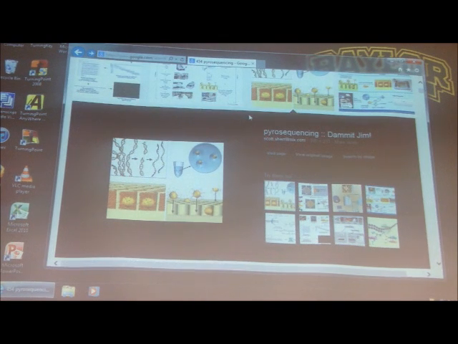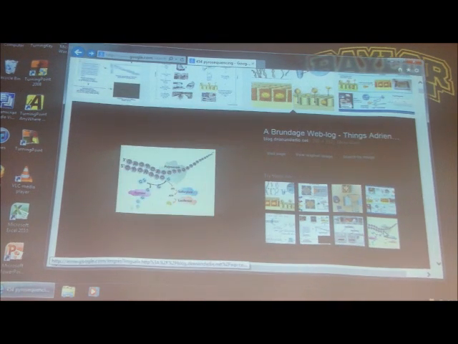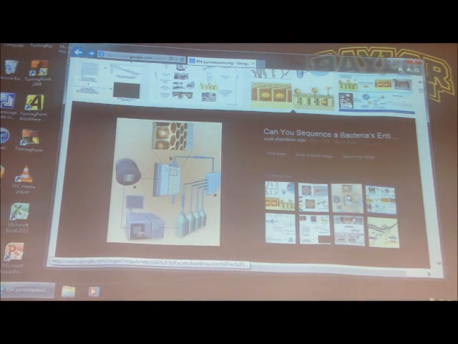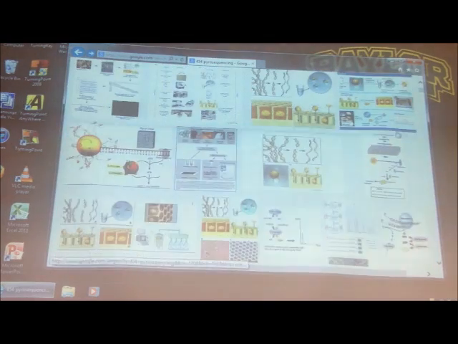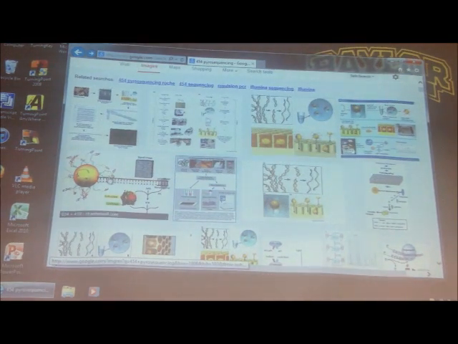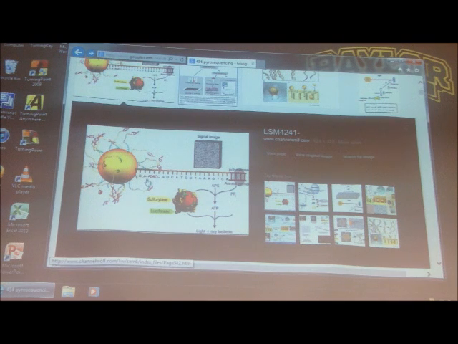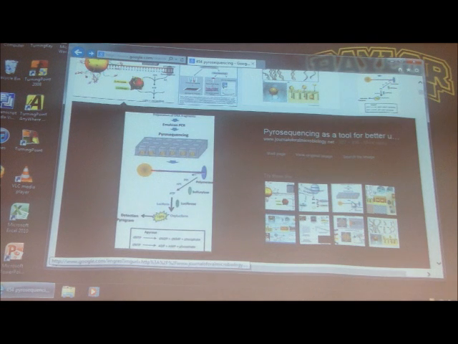Let's see if we can get another picture. That would be such a good picture. That's just a machine. Let's see. Good picture of pyrosequencing. Yeah, okay. This will be good. We'll try this one.